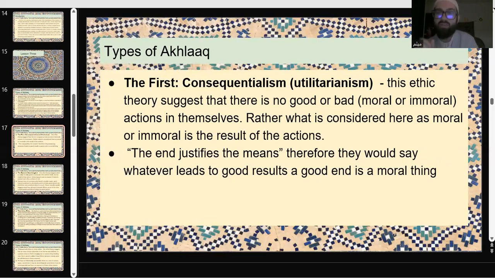This is in accordance with this kind of ethical theory. Therefore, they would say whatever leads to good results is a good end. It's a good thing. It's a moral thing. And whatever leads to bad results is an immoral thing, a bad thing. So with consequentialism, the focus is on the consequence, not whether something is good or bad. The focus is on the outcome. No matter if you do wrong in the process, what matters is the outcome. And then you could have topics like the greater good outweighing the lesser good, and things like this in this kind of theory that they would discuss.